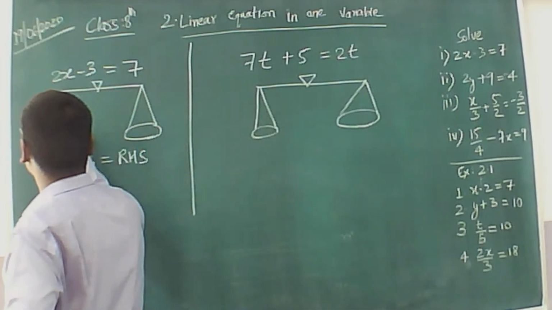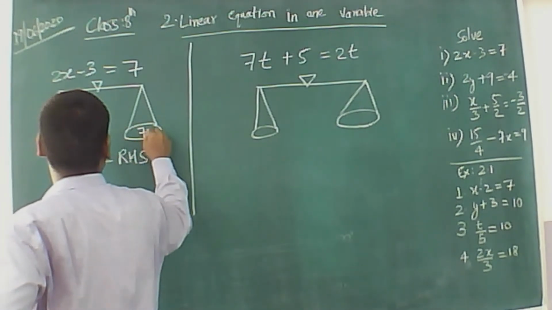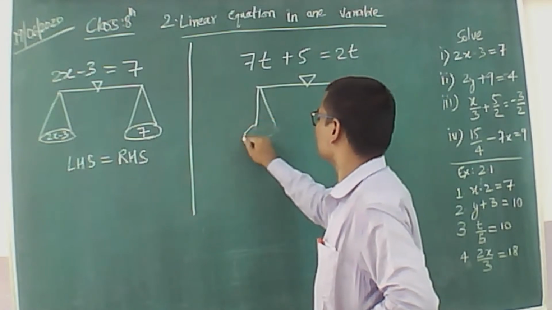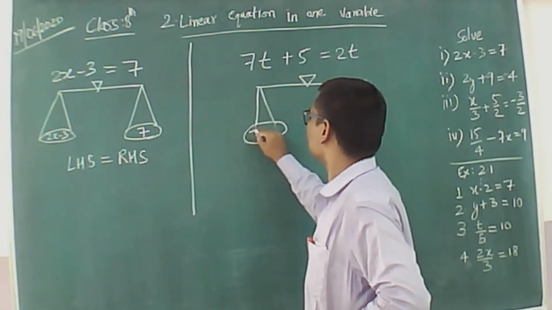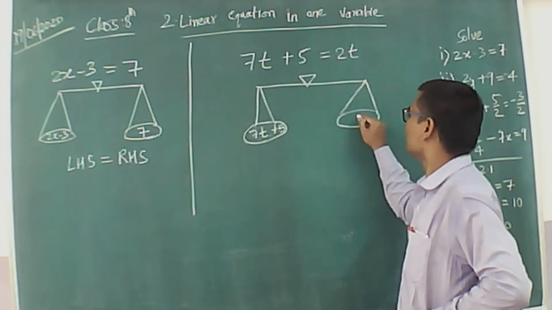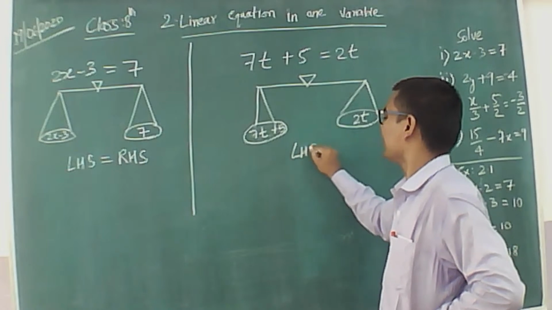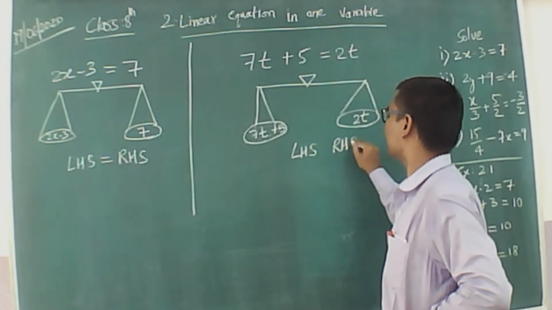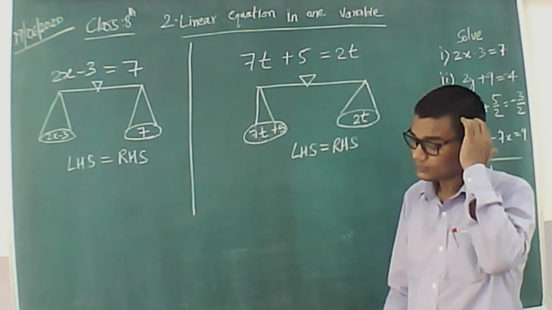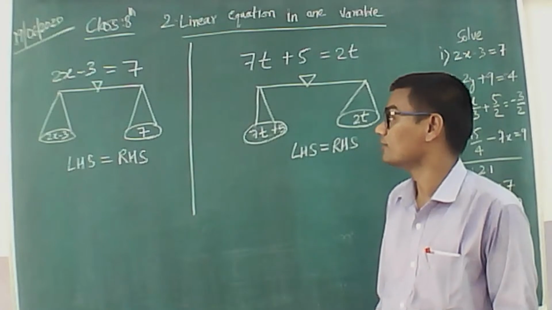So what is LHS here? Here 2x minus 3 is LHS and RHS is 7. Here 7t plus 5 is the LHS and 2t is the RHS. Here also we will imagine that LHS and RHS are balanced, which means they are equal. So the first step is to make LHS and RHS equal.